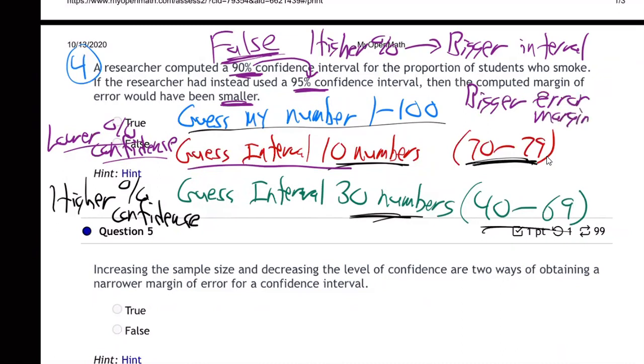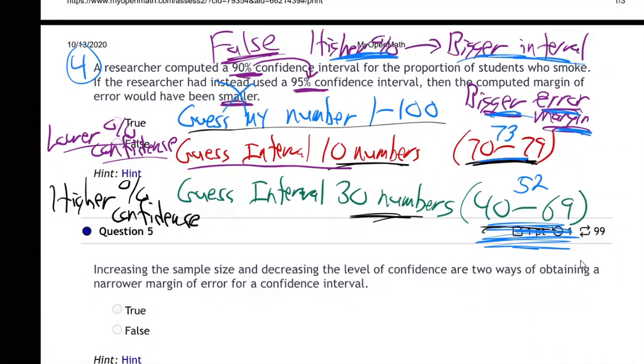That's what the error margin is, right? When you guess between 40 and 70, basically 69, my number might be 52. So you didn't get it right on, but I gave you a wide error margin, right? Whereas if you guess 70 to 79, you got to be closer. Maybe my number was 73. Your error margin is more narrow. So higher percentage confidence leads to a bigger interval, a bigger error margin, not a smaller. They've got it backwards. That is false.